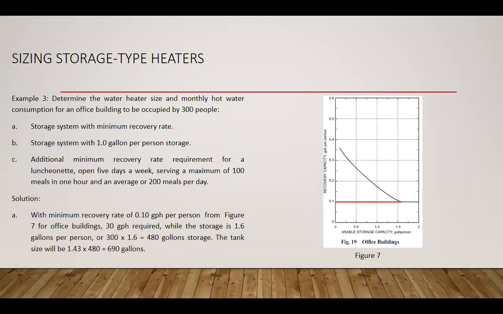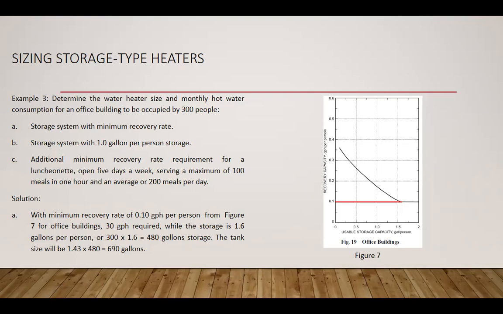Sample number 3. Determine the water heater size and monthly hot water consumption for an office building to be occupied by 300 people. A. Storage system with minimum recovery rate. B. Storage system with 1 gallon per person storage. C. Additional minimum recovery rate requirement for a luncheonette open 5 days a week, serving a maximum of 100 meals in 1 hour and an average of 200 meals per day. So, unahin natin yung office.